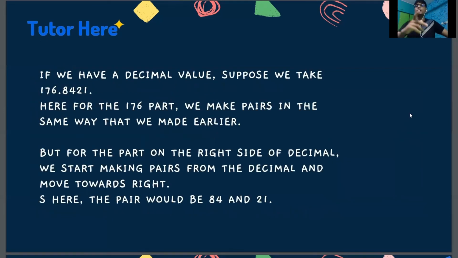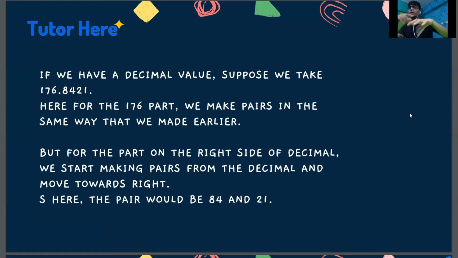If you have a decimal value, suppose we take 176.8421. Here for the 176 part, we make pairs in the same way we made earlier. But for the part on the right of the decimal, we start making pairs from the decimal and move towards the right. So for the 176 part, we pair 76 and 1. For the decimal part, we pair 84 and then 21.